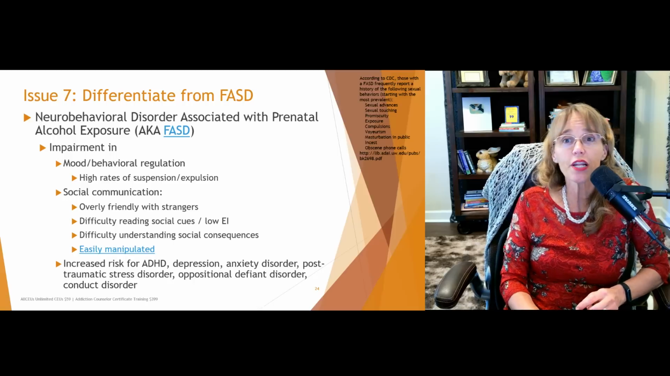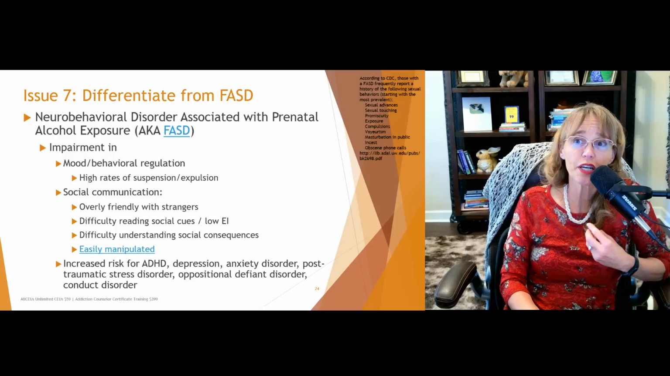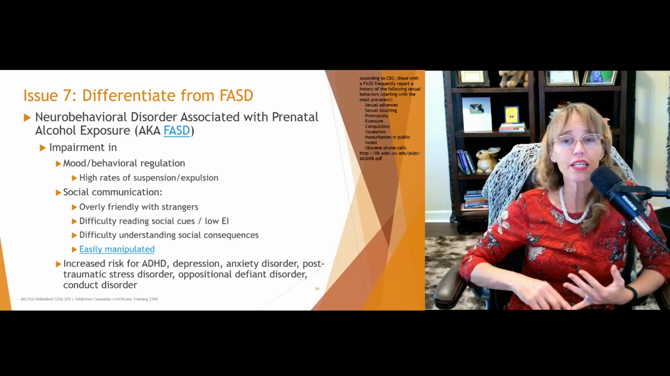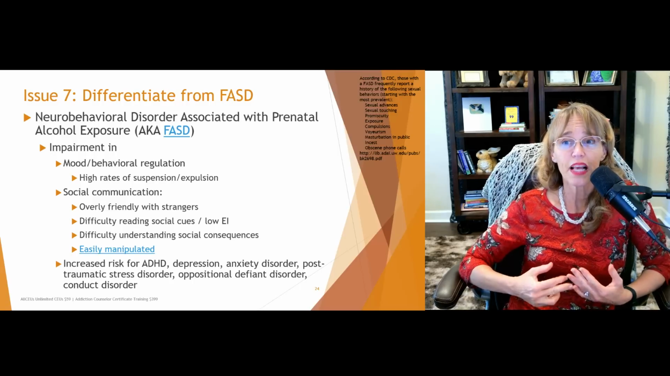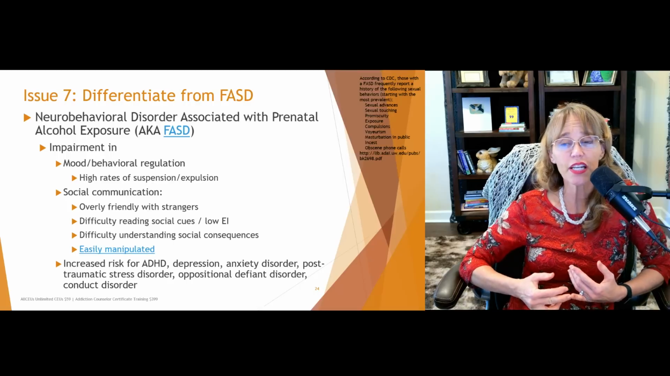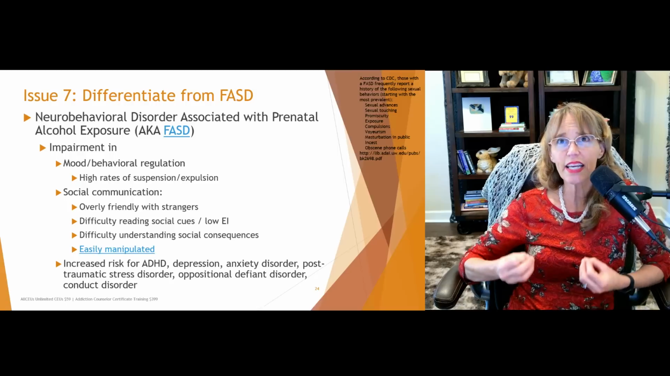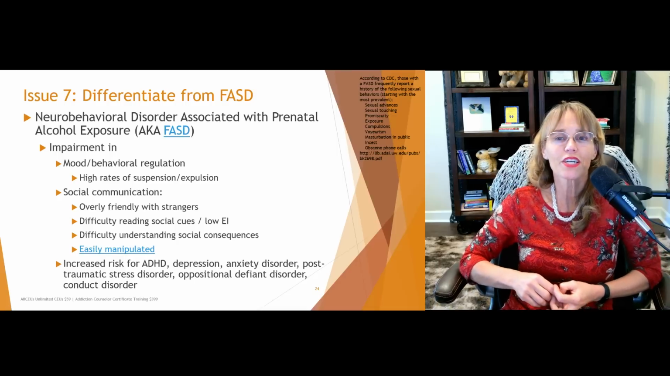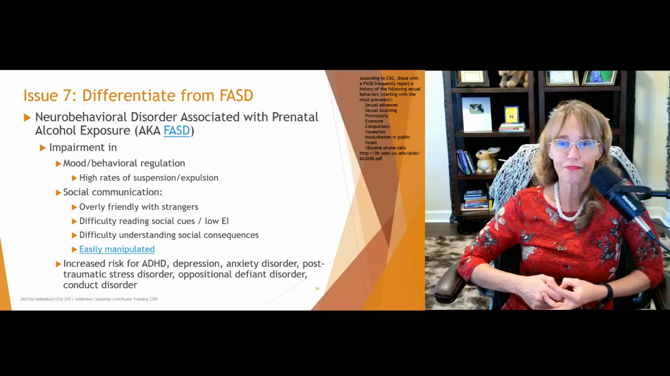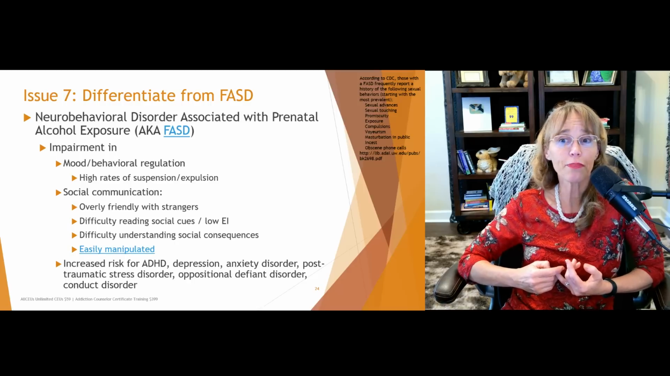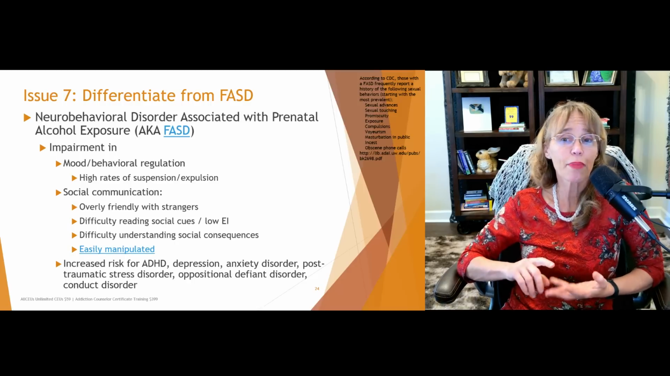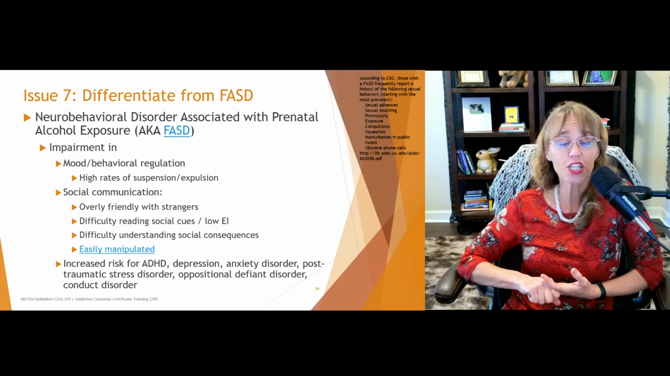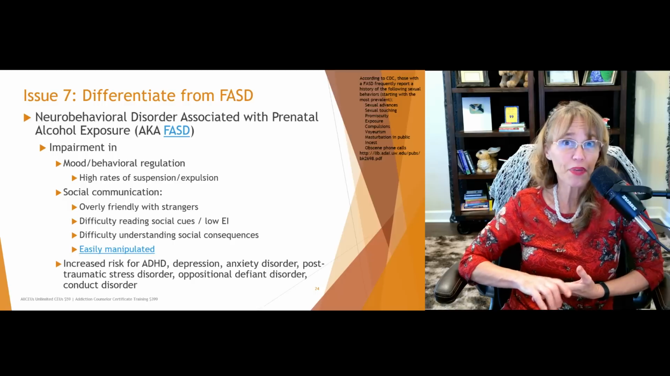Neurobehavioral disorder associated with prenatal alcohol exposure, used to be called FASD. People with FASDs often have impairment in mood and behavioral regulation, which results in high rates of suspension and expulsion. So you may see what looks like antisocial behaviors or conduct disorder in people with FASDs. Their social communication may be overly friendly with strangers. They may have difficulty reading social cues, difficulty understanding social consequences, and be easily manipulated.